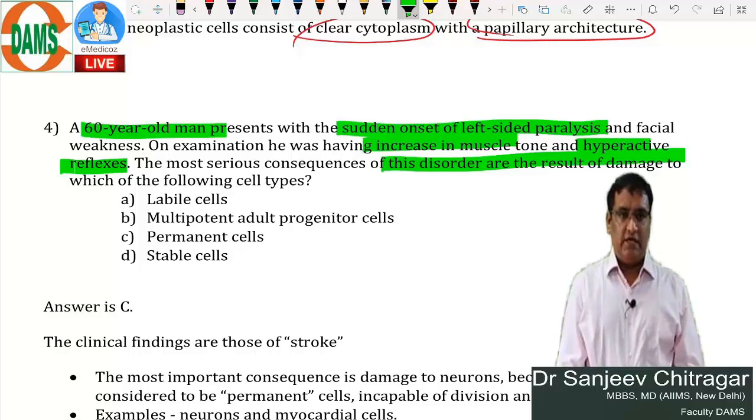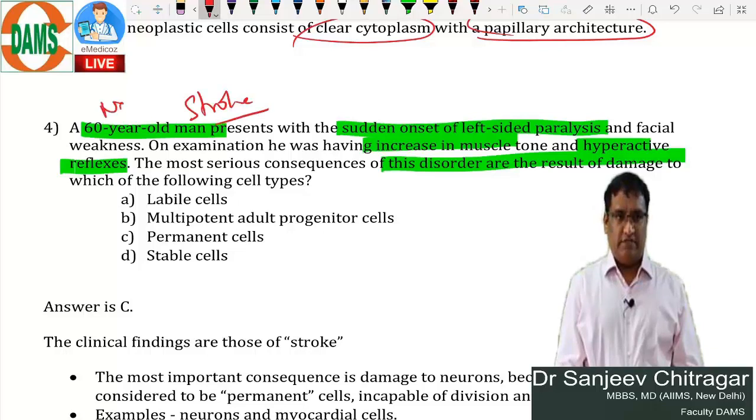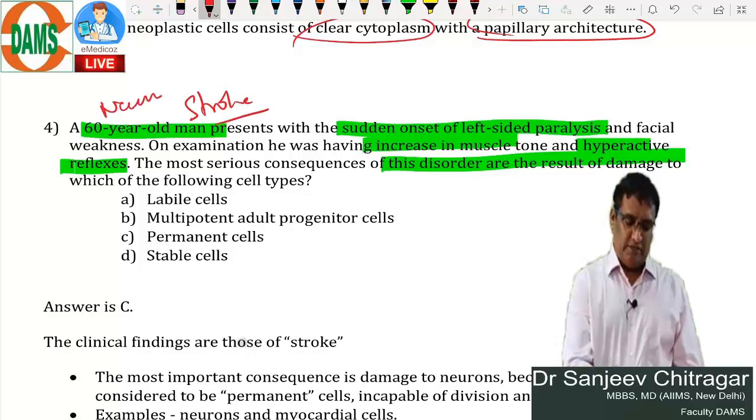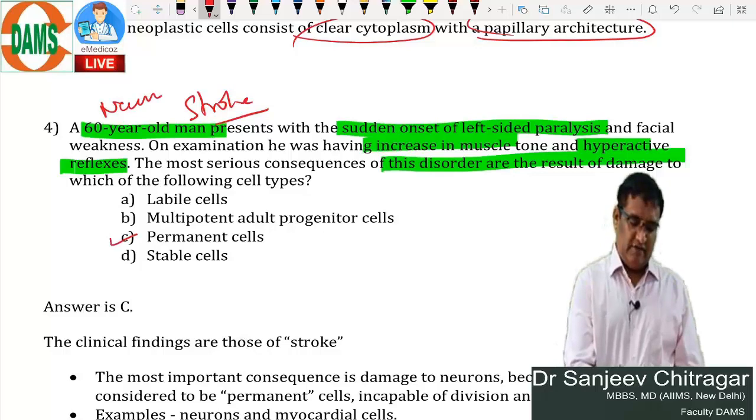Or stable cell. Basically this patient is having a stroke, and in stroke there is damage to the neurons, and these neurons are permanent cells. That is the correct answer here.